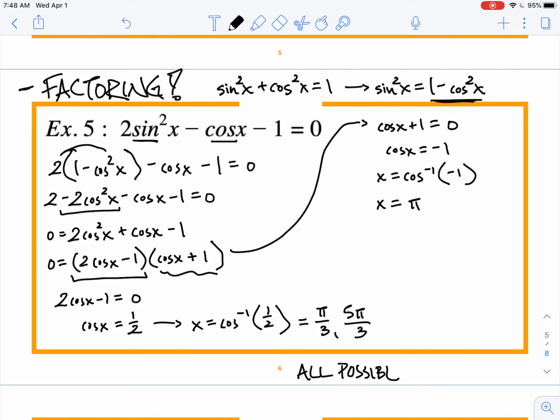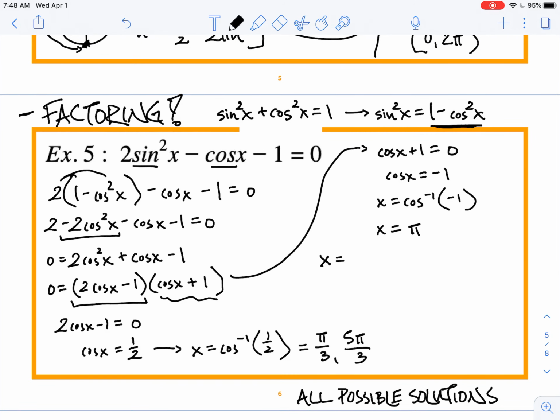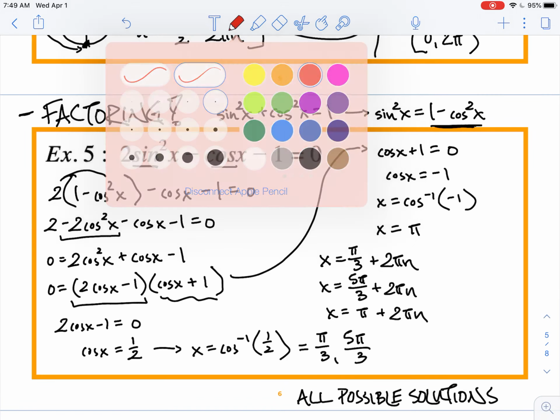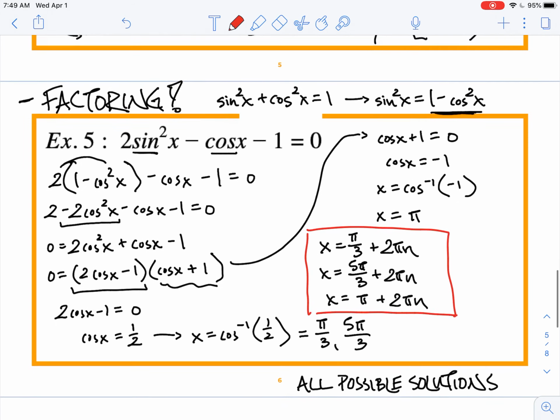And if we said let's find all possible solutions, here's what we're going to do. We're going to take each of our answers and throw a plus 2 pi n on the end. That will say that we just keep going around the unit circle as many times as we want to. So that's going to mean that we have x equals pi over 3 plus 2 pi n, x equals 5 pi over 3 plus 2 pi n, and x equals pi plus 2 pi n. And these three statements give us our three variations of answers.